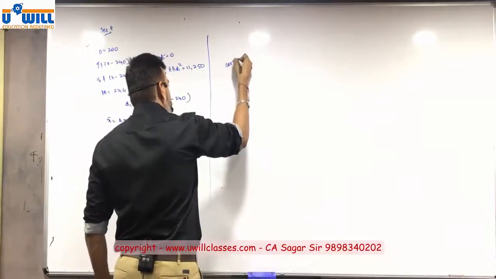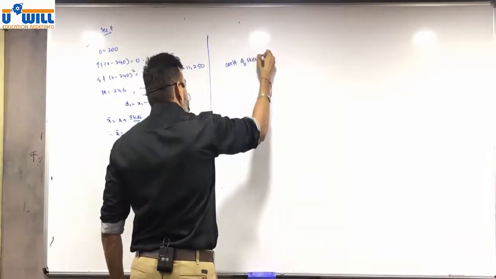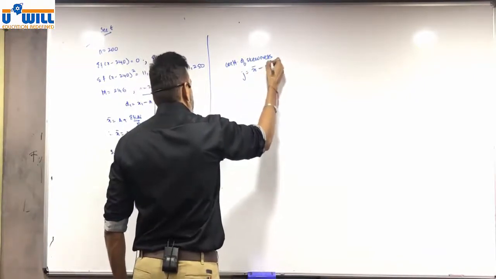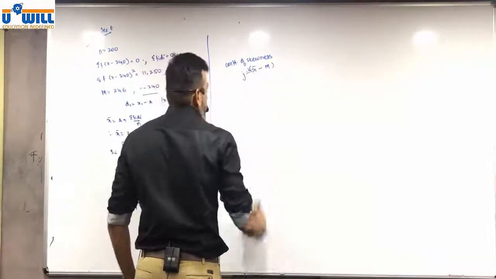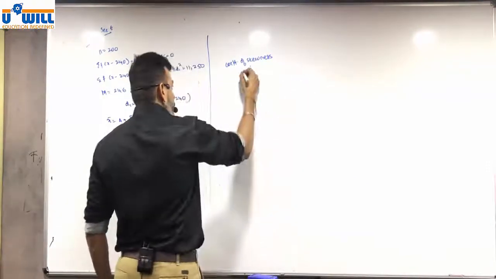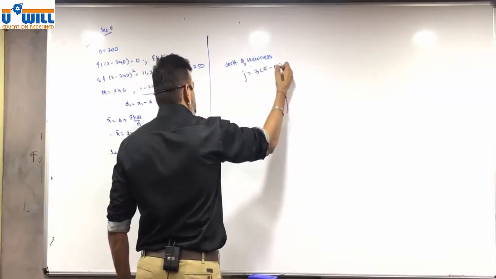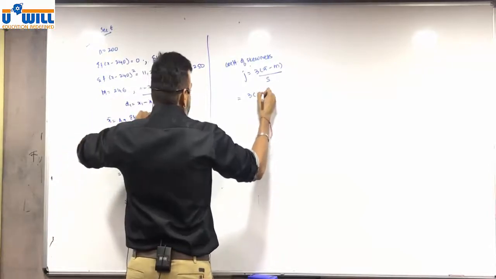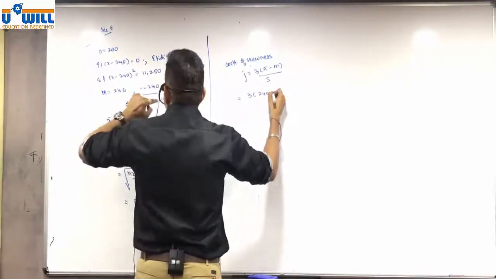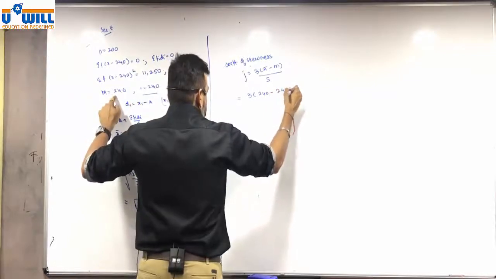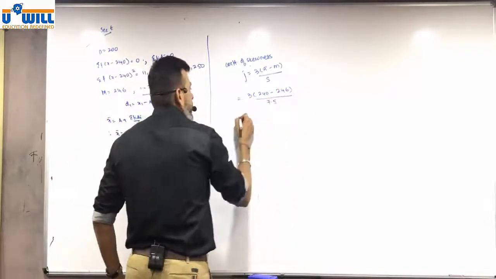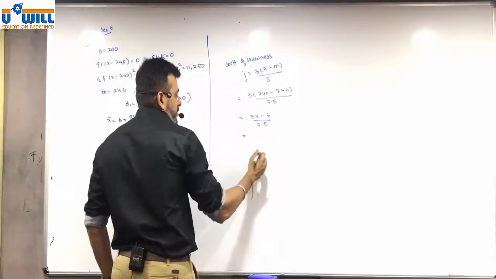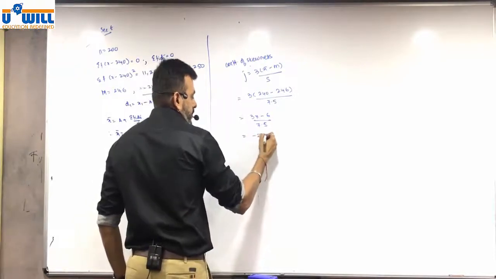Coefficient of skewness J is equal to 3 into x bar minus median upon s. So 3 into mean, how much did it come? 240 minus median 246 upon standard deviation 7.5 is 3 into minus 6 upon 7.5, which is minus 2.4.